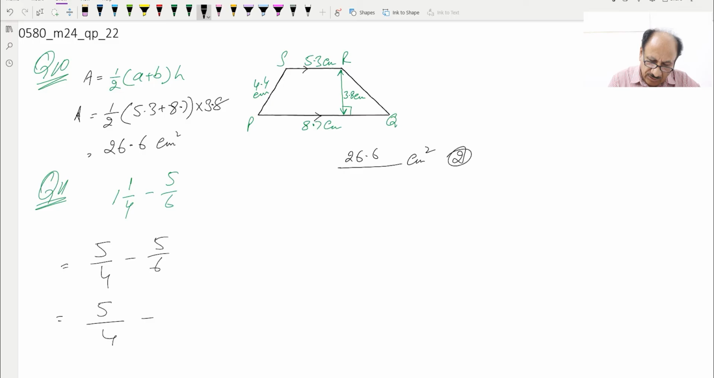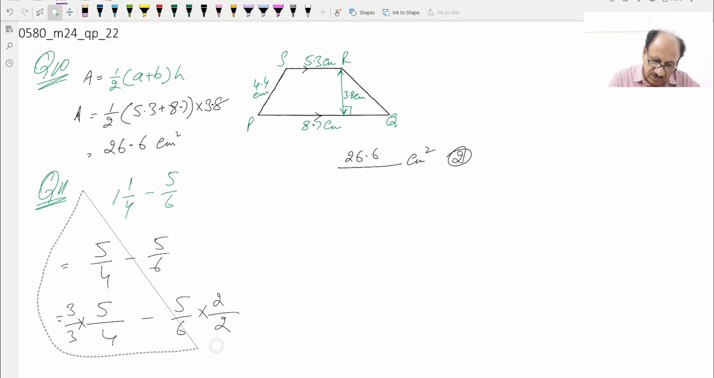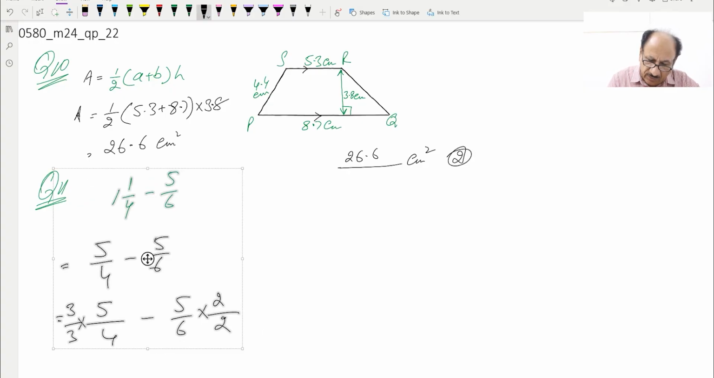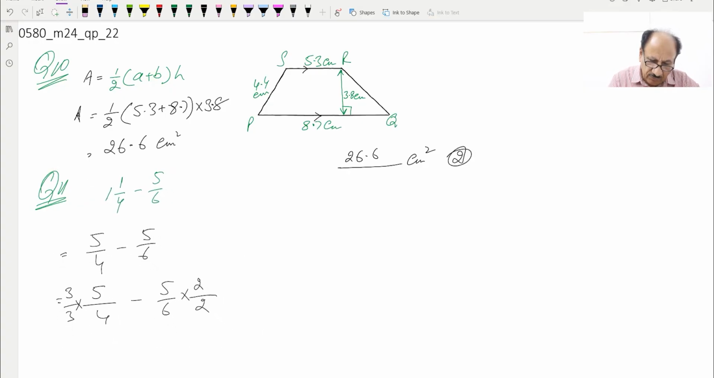5/4 minus 5/6. So we can make it like 12. Multiply this by 3 over 3, and this one will be 2 over 2. So keep in mind, whatever we are multiplying the numerator by, we have to multiply the denominator also by the same number, and then only this will be allowed. Otherwise, if you are just multiplying the numerator, then this will be wrong.